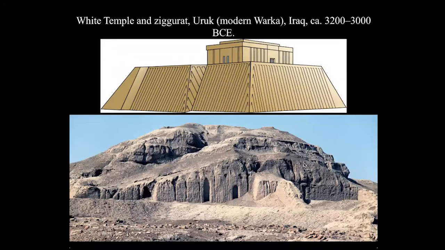And you can see here what a ziggurat would look like if it has not been reconstructed. So these are mud brick, which tend to melt in the rain. So at the bottom, we see a ziggurat that has had kind of a rough life. And then the top, just an idea of what a temple might have looked like. The temple would have been made out of organic materials, such as wood. So of course, those no longer exist.